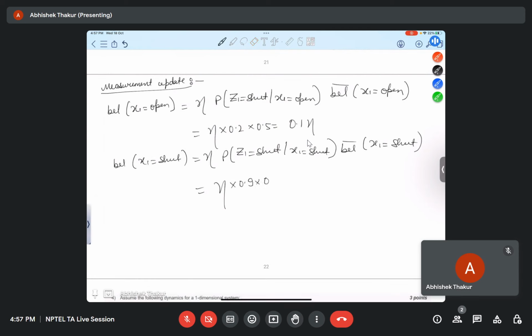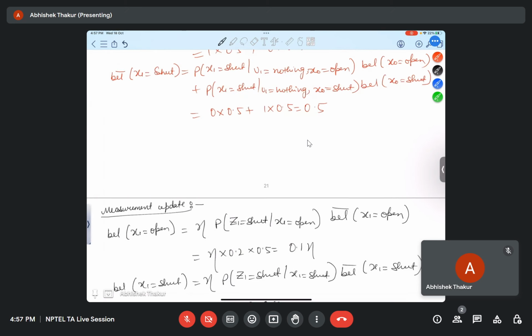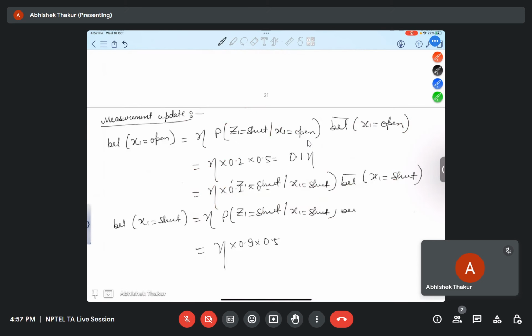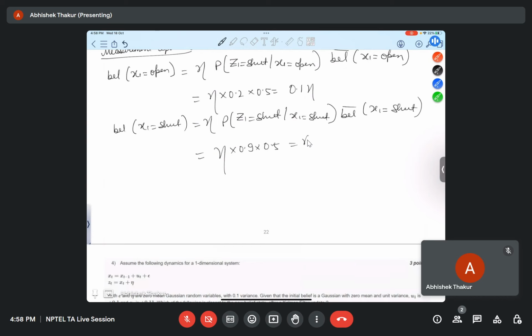And this is 0.5. Belief bar of x1 is equal to shut. Here we have found, so this will be equal to eta into 0.45, and this will be eta into 0.1. Eta is equal to inverse of 0.1 plus 0.45, so this is 1 by 0.55. So belief of x1 is equal to open is equal to 0.1 into eta.